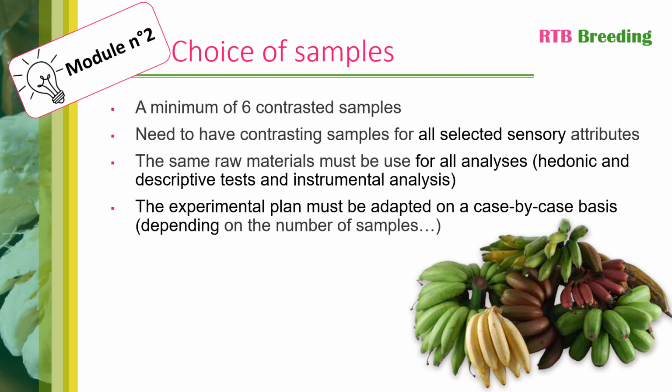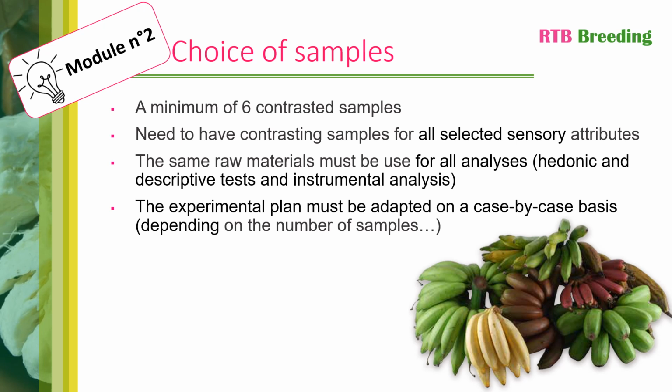Still in Module 2, we will discuss the choice of varieties to be studied. A minimum of 6 contrasting varieties must be selected. It is essential that the selected varieties are contrasted for all the selected sensory attributes. Then, to carry out the analysis, we need to use the same raw materials for all the analysis, whether consumer tests, QDA, or instrumental analysis.